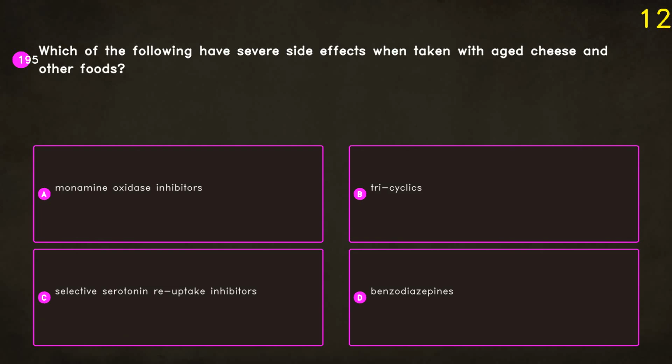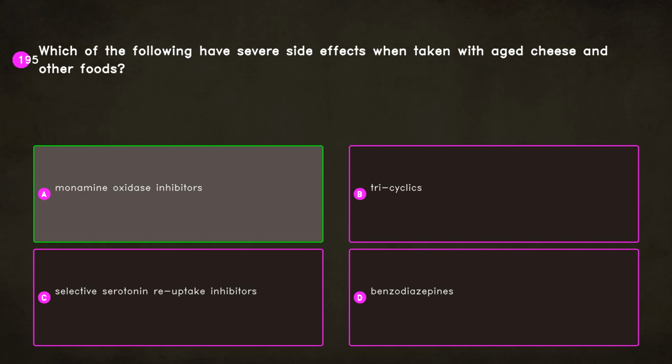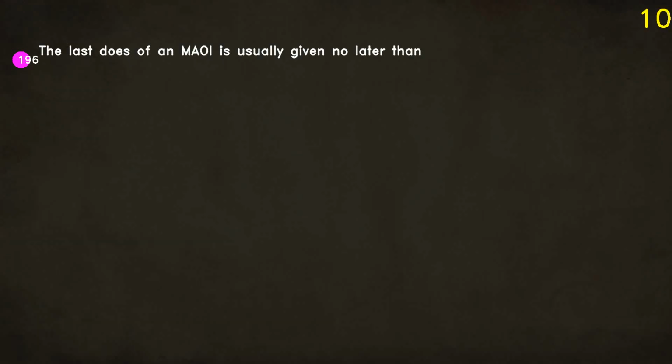Question 195. Which of the following have severe side effects when taken with aged cheese and other foods? A. Monoamine oxidase inhibitors, B. Tricyclics, C. Selective serotonin reuptake inhibitors, D. Benzodiazepines. The correct answer is monoamine oxidase inhibitors.